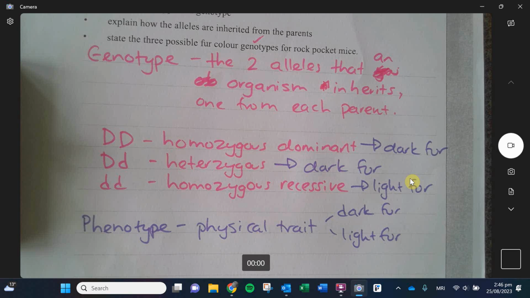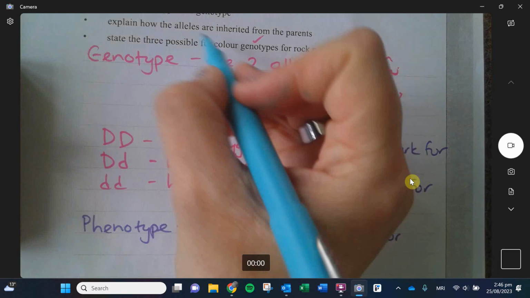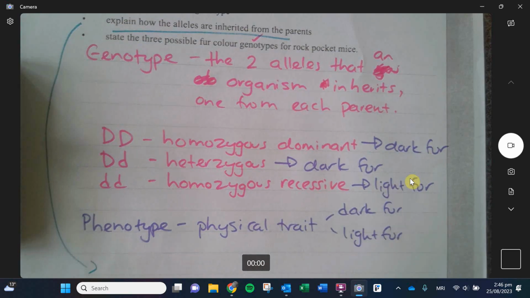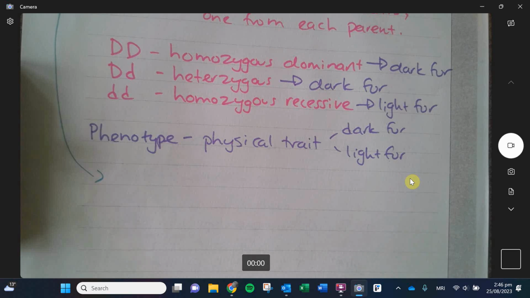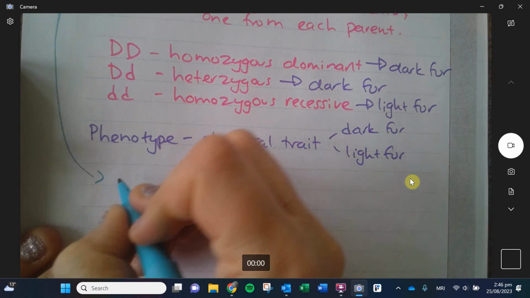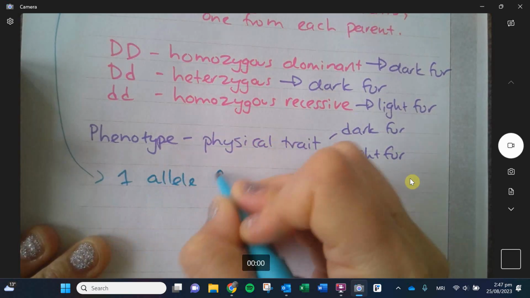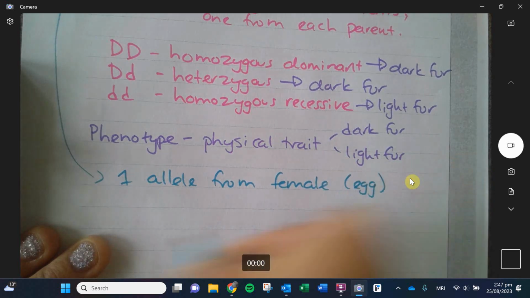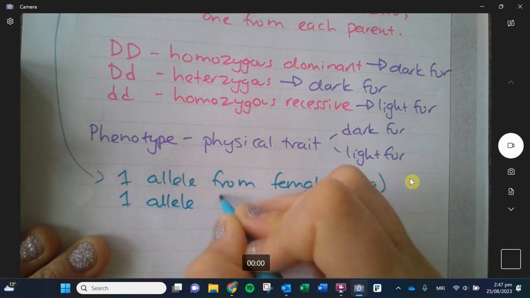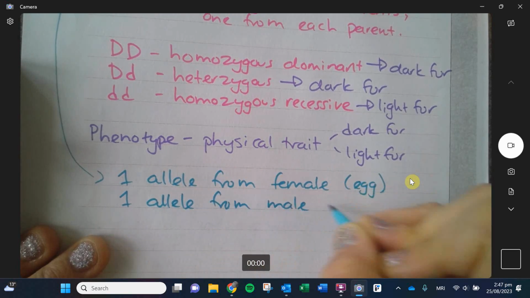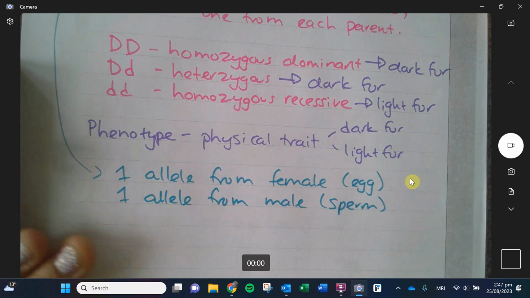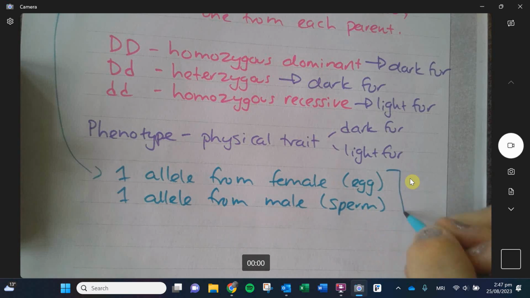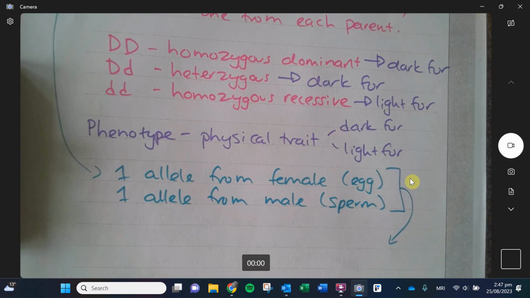Cool. All right, the last one of those bullet points then is talking about how do we inherit these alleles from our parents. So when we're thinking about that, we are thinking about how organisms would get that. So the first, we get 1 allele from the female, and that is through the egg. And then you get 1 allele from the male, and that is through the sperm. And then when we get fertilization, they come together, and then you get your genotype.